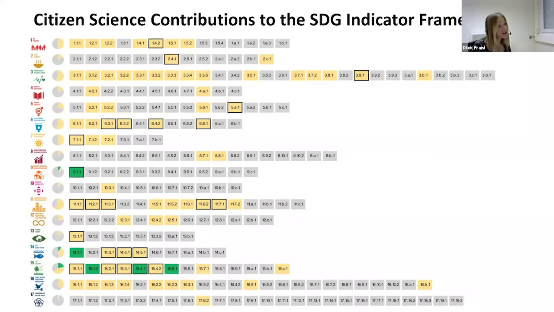So finally, I would like to say that we shouldn't see citizen science only as a source of data, but as a way to support mobilizing action for and raise awareness on the SDGs as well, which is extremely important. Thank you.